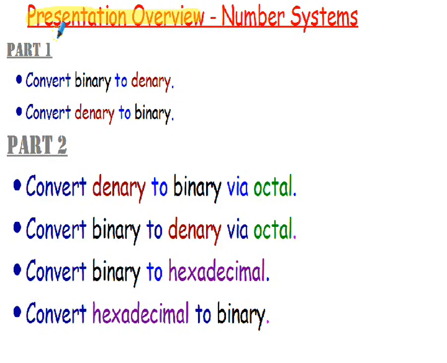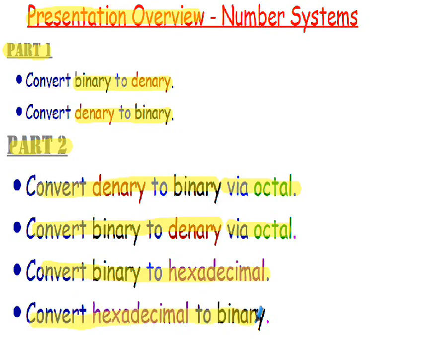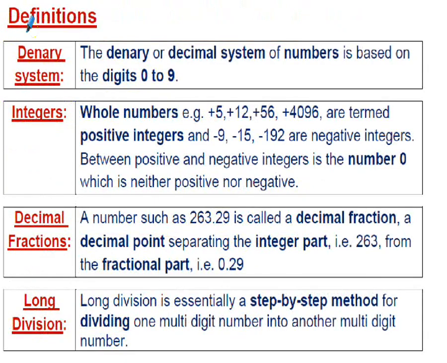Presentation overview. In the previous part 1 of the presentation we looked at conversions of binary to denary and denary to binary. In this presentation, part 2, we're going to convert denary to binary via the base of octal. We're going to convert binary to denary via the base of octal. We're going to convert binary to hexadecimal and convert hexadecimal to binary. Here are some definitions reviewed in part 1 of the presentation and stated here for reference.